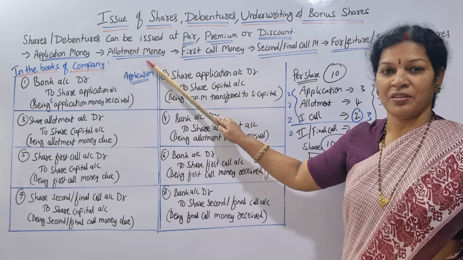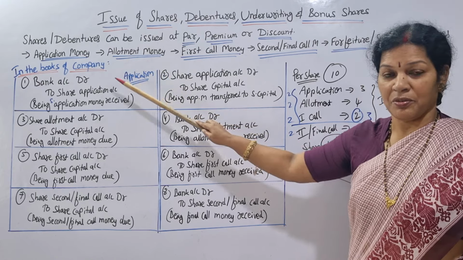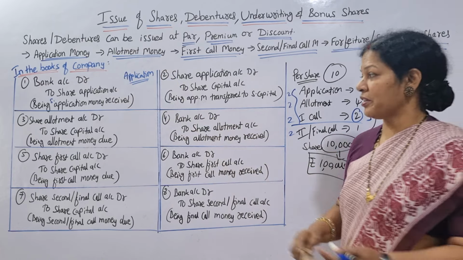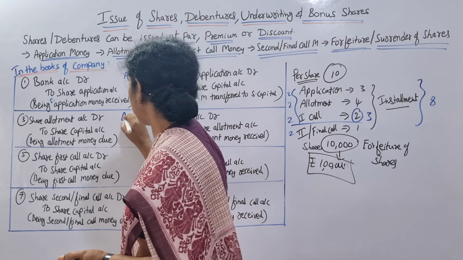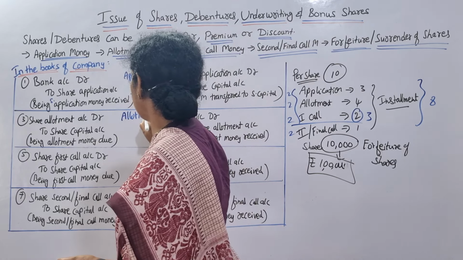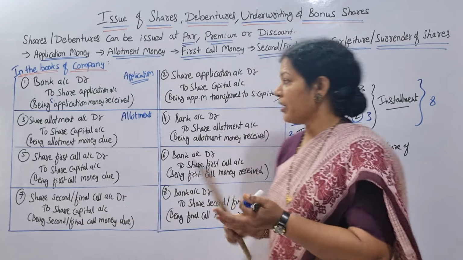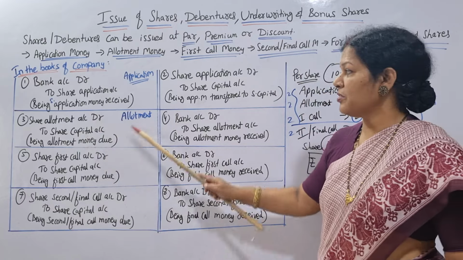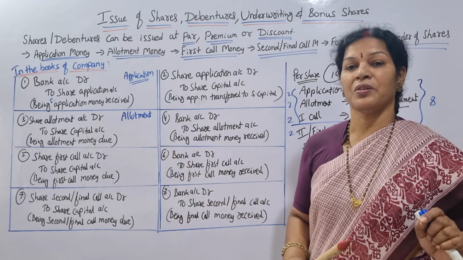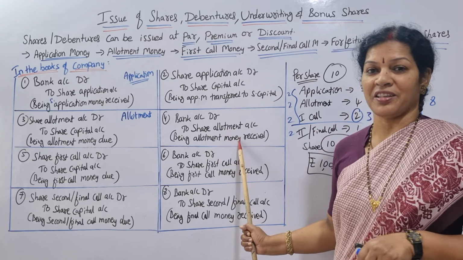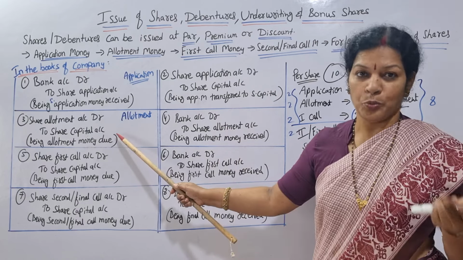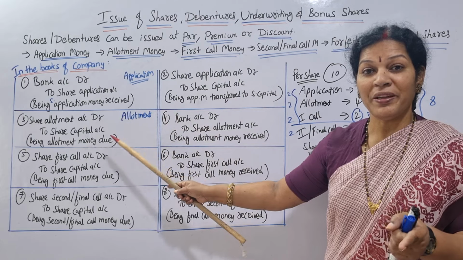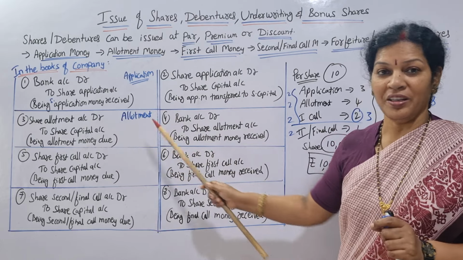After application, what? For application, these two entries. Then after that, allotment. For allotment also two entries. So this is for allotment. From here onwards, the first entry will be the due entry. What is this due? Allotment amount is due. Once you receive the allotment amount, then the second entry. Due entry, to be paid. Allotment amount paid. To be paid and paid. These are the two entries for the allotment.